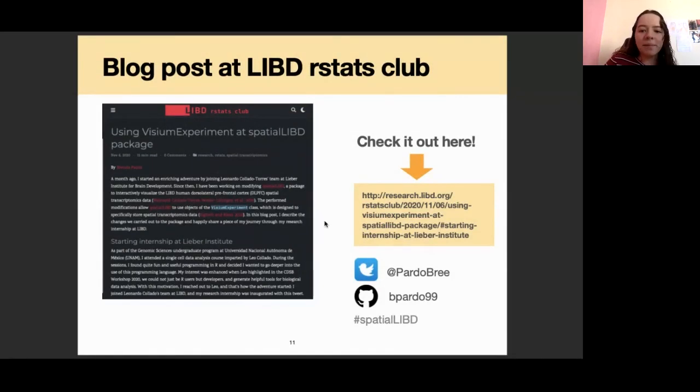And my personal plans include to learn more about data analysis, working with 10x Genomics data with Leo and colleagues at LIBD while potentially working on more R packages, as I keep learning new skills that will help me join grad school programs. And if you want to know more details of this work, I invite you to read our blog post on the LIBD R Stats Club blog.